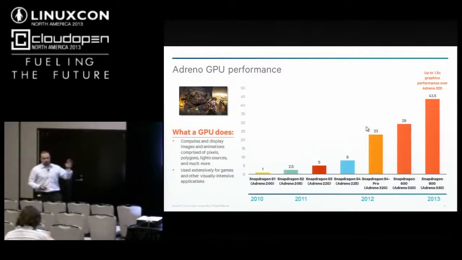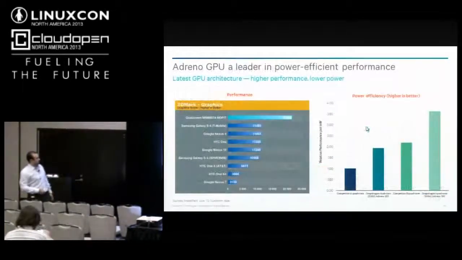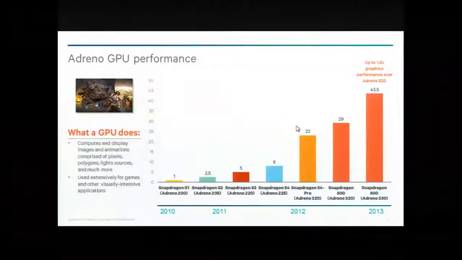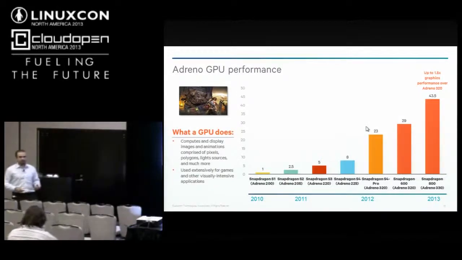And you can see the same thing. I showed you the overall performance, but you can see the same thing with the GPU as far as power efficiency and so on. Now this is the performance graph. I have another graph where it shows you the power efficiency. So same thing, as performance has been going up, I mean, this is staggering, right? 43.5 times the same processor that was in there in 2010. So in 3 years, we've gone 40x plus in terms of performance. It's mind-blowing.